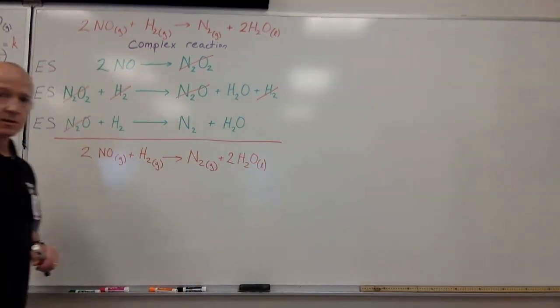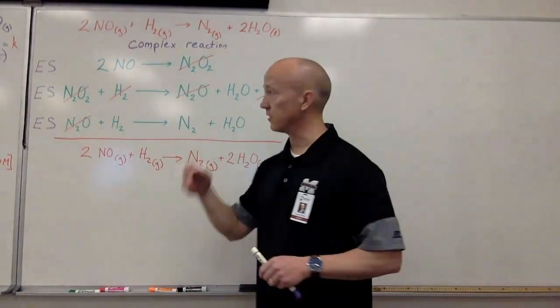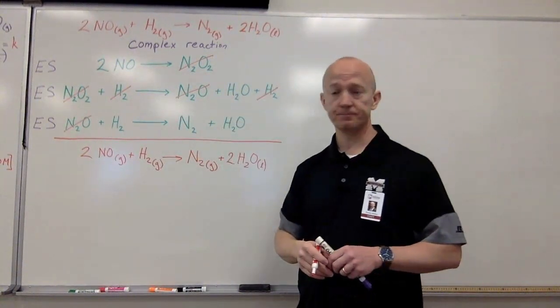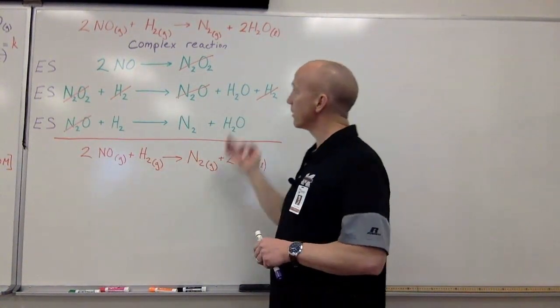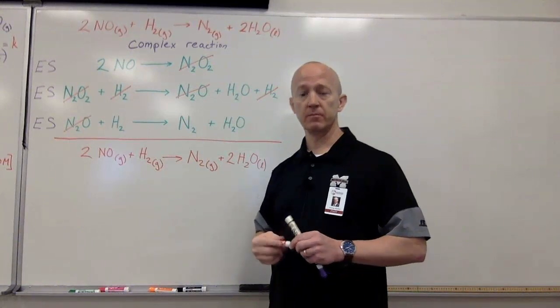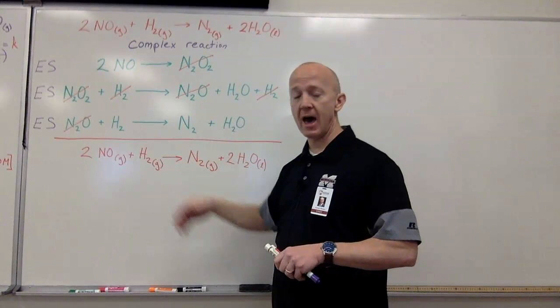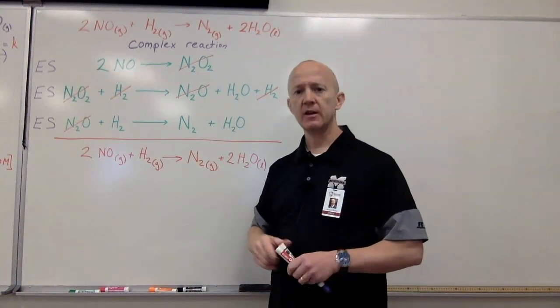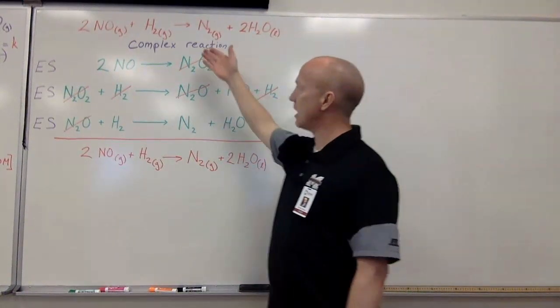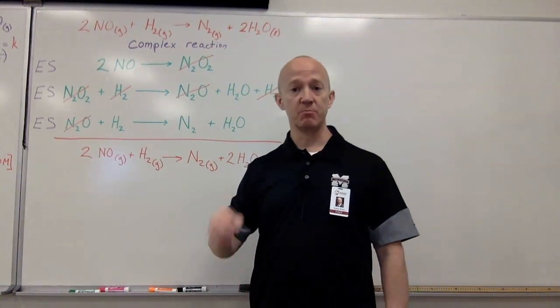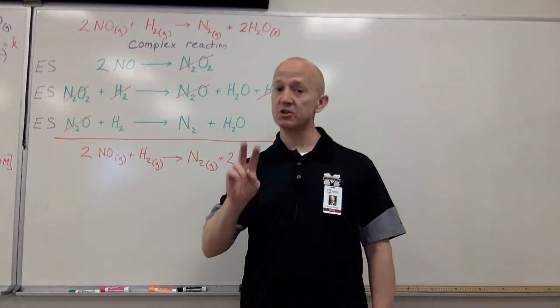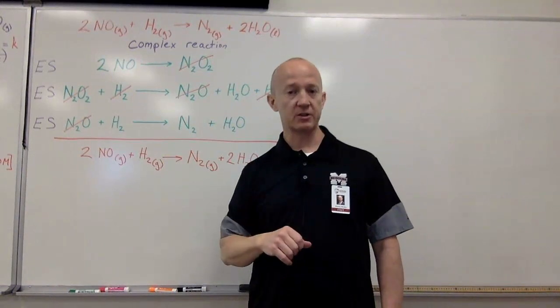You see? So by the time I cancel everything that's on the left and right that are the same, I get my reaction, the one that I wanted to begin with. Just to show you that these elementary steps do add up to the final reaction. Now again, we call this a complex reaction because it has more than just one step. If it has 2 or more steps, that's a complex reaction.